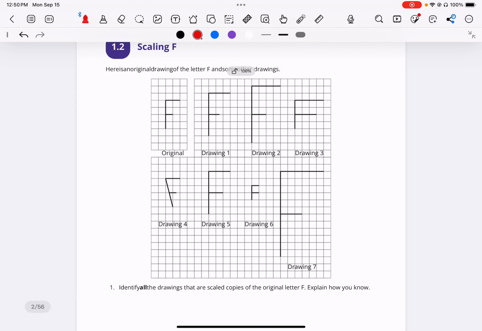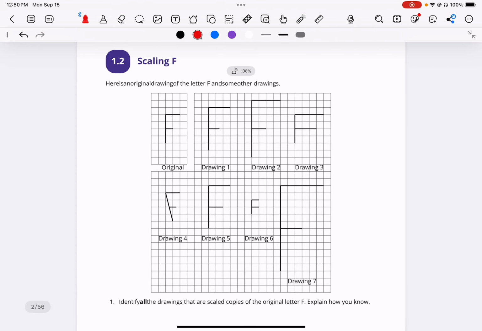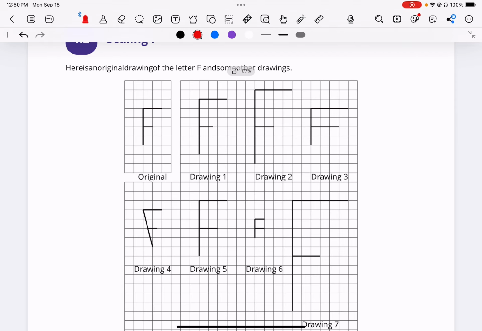So here's a drawing of the letter F, and then there's 7 other drawings to go along with it. We want to identify all the drawings that are scaled copies of the letter F. So I'm going to look at the dimensions to see what the scale copy is. So for my original, I noticed that it is 4 units tall. The top part of the F is 2 units long, and the bottom part is 1 unit long, and the bottom part is halfway through the top, halfway through the dimensions. So I'm going to look at each one and see which one keeps those same dimensions.